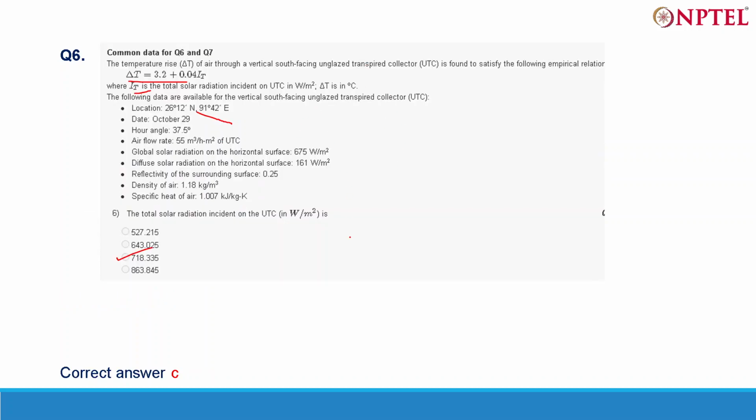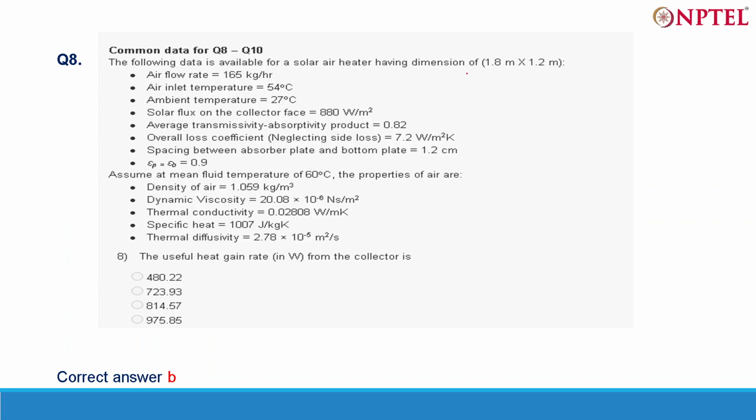This is based on the formula. I think I have solved it. So I think we have solved it actually at the start of this live session. Okay, so this is also on the same pattern, totally the same pattern. Just enter the values, all the values are given. The useful heat gain rate that is collected will be 723.93 or something. Okay, so this is how you have to approach the question actually.